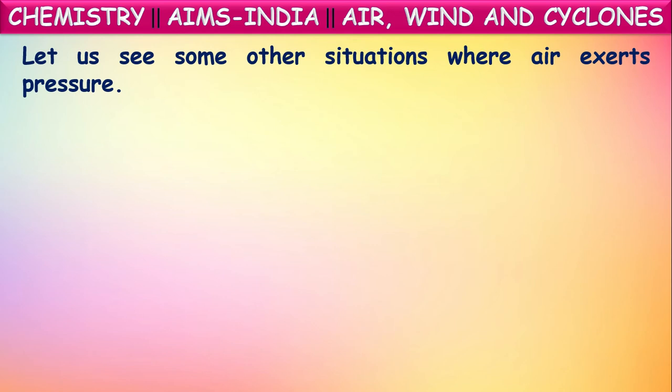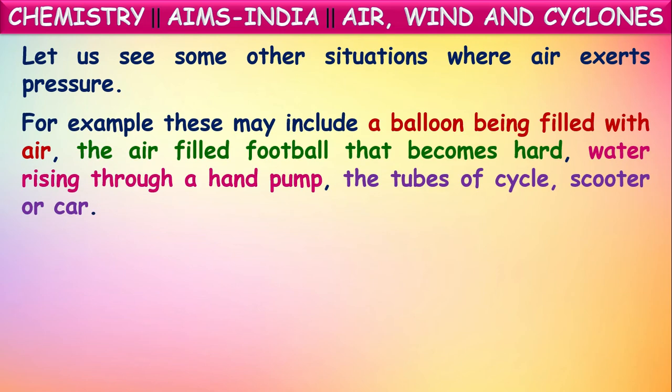Let us see some other situations where air exerts pressure. Okay, let us see some more. These include a balloon being filled with air, and an air-filled football that becomes harder. In all these cases, we can find air exerting pressure, isn't it? A balloon being filled with air: what happens then? The balloon comes into a certain shape. That is because the air filled into the balloon exerts a certain pressure on the balloon, and it bulges and gets a certain shape.